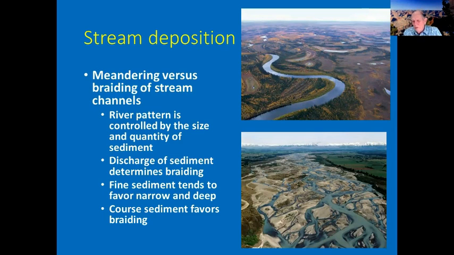The braided stream favors coarser sediment and a higher sediment load. The meandering stream favors a finer grain sediment load.